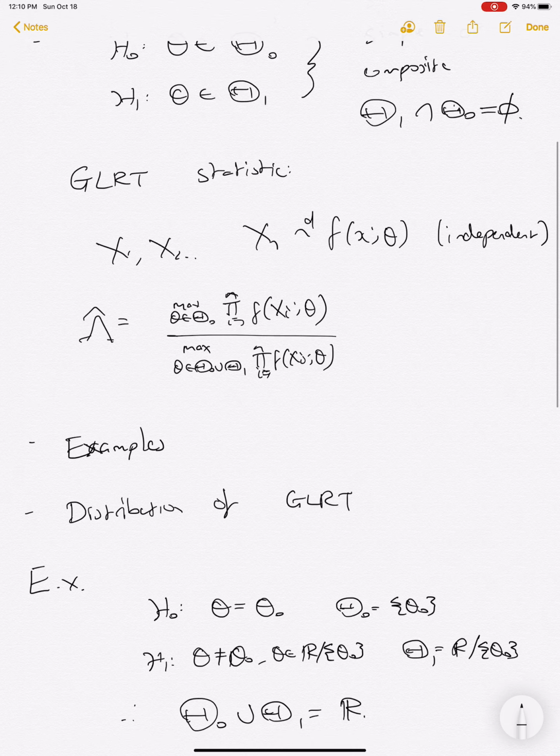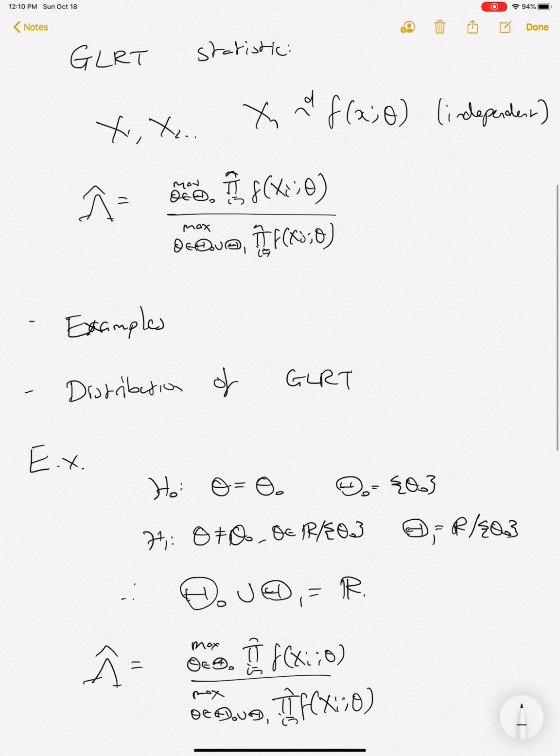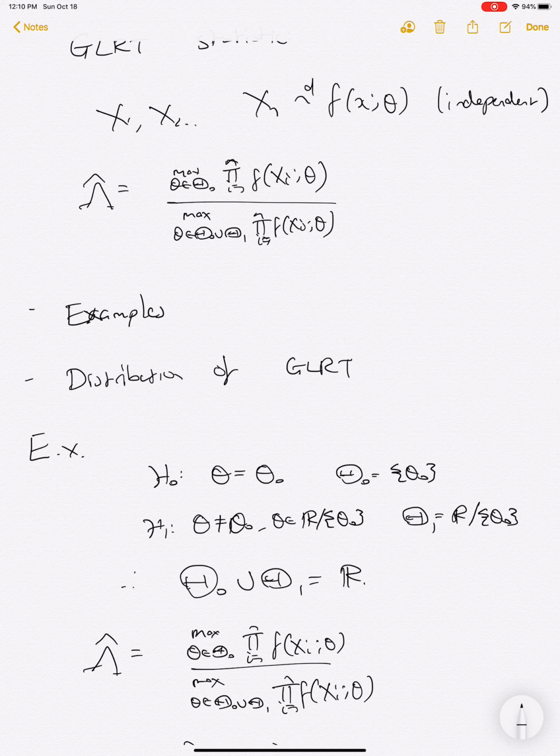So the GLRT statistic. Firstly, we always need a test statistic. The GLRT test statistic is very related to the likelihood ratio test statistic, but now because we have a whole set, we take a maximization. Here, the maximization for the numerator is just over the null hypothesis, theta in theta 0. For the denominator, rather than taking it just over the alternative, by convention, and we'll see it's going to make calculations, and showing something about the distribution, a lot easier, we take the union of theta 0 and theta 1.